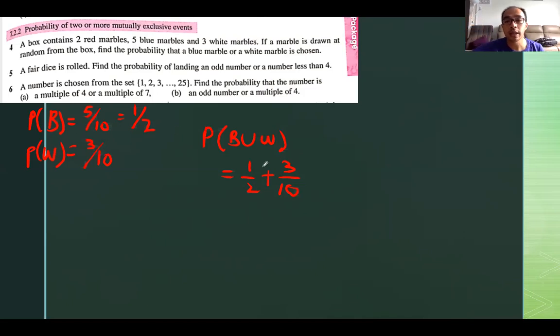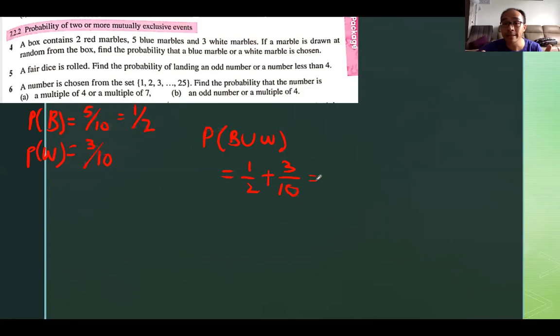Okay, so if it is not possible for it to be at the same time, because you pick only one marble, you can only do it at once. So the probability of that will be the probability of blue plus the probability of white. So 1 over 2 plus 3 over 10. Okay, what's our answer?